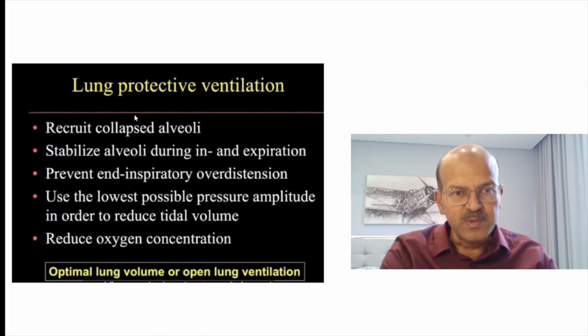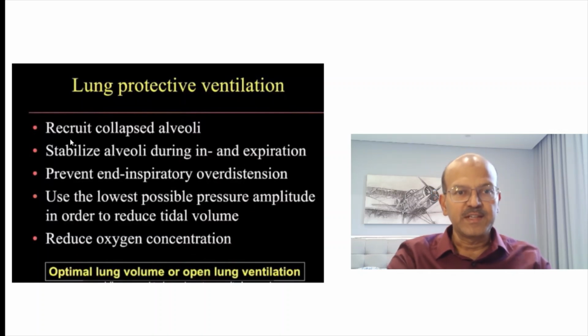In terms of principles of lung protective ventilation, we have to recruit the collapsed alveoli, and stabilize the alveoli during inspiration and expiration. We have to make sure we don't disconnect the ventilator unnecessarily. We have to prevent end inspiratory over distension, use the lowest possible pressure amplitude in order to reduce tidal volume, and use the lowest oxygen concentration possible. So this is the optimal lung volume or open lung ventilation.